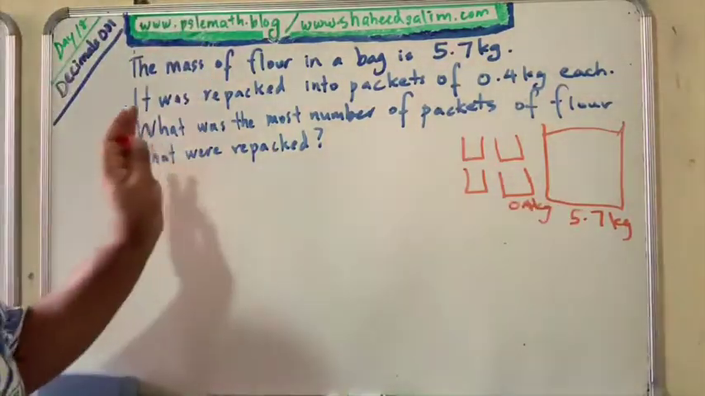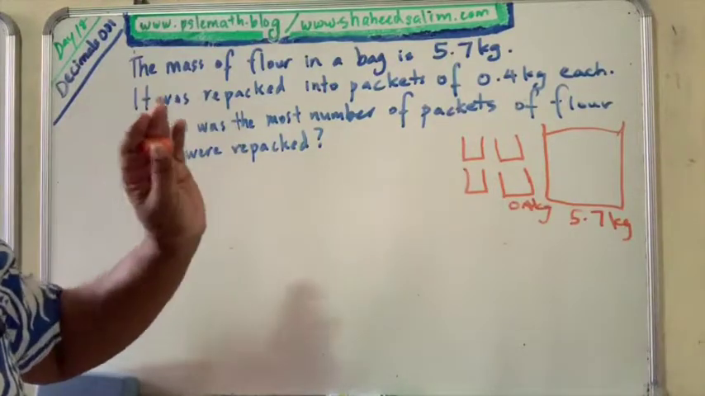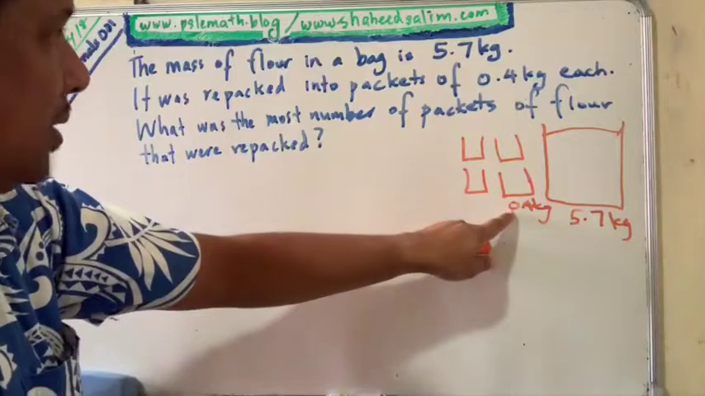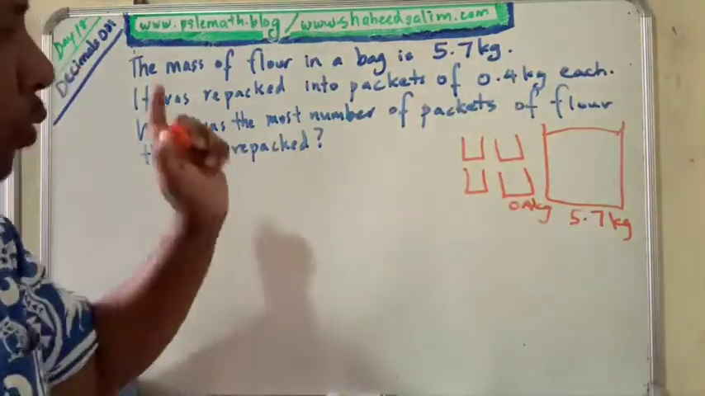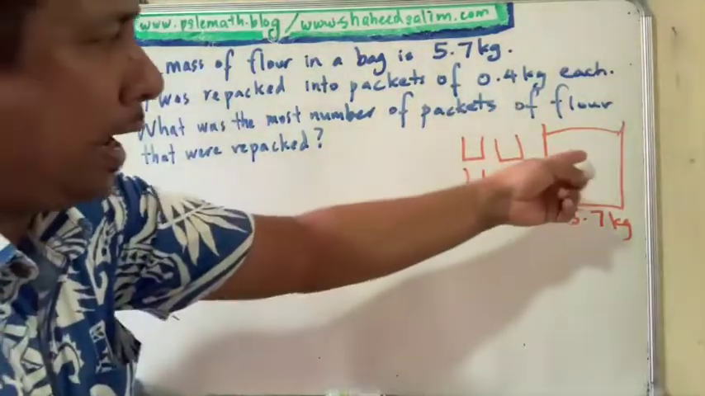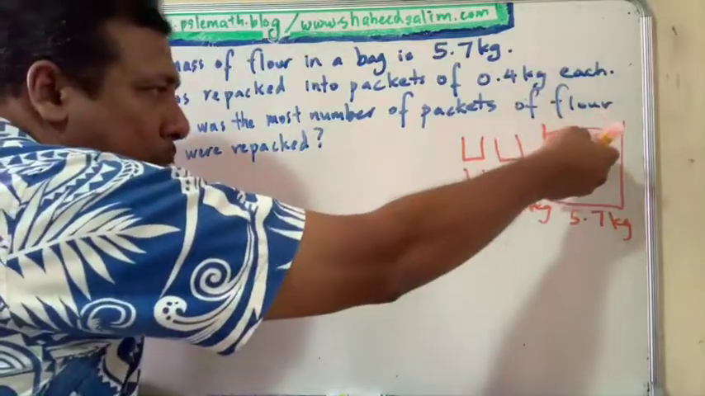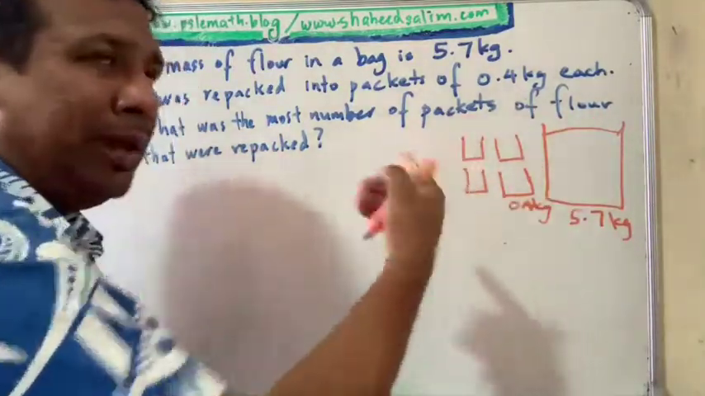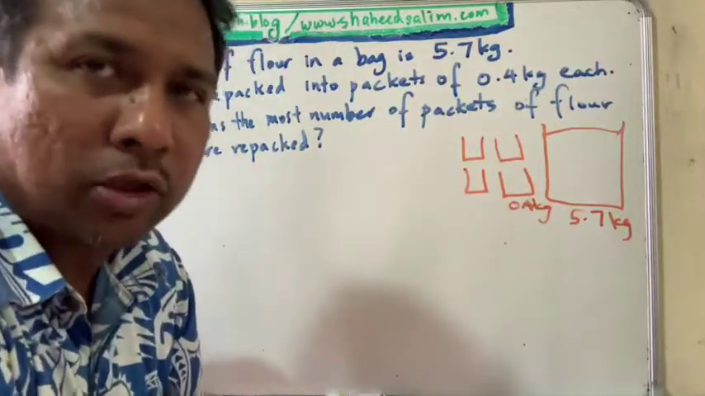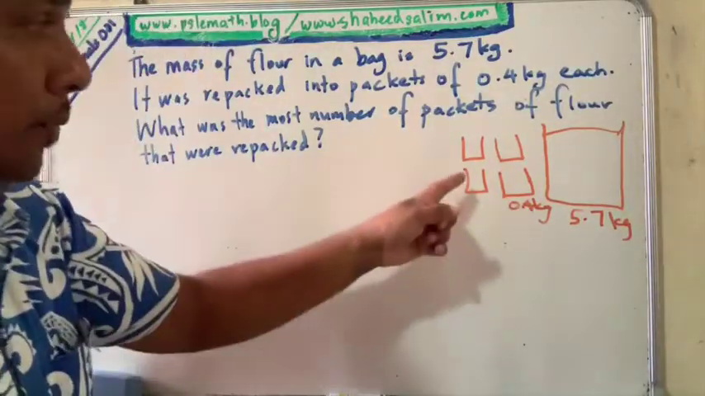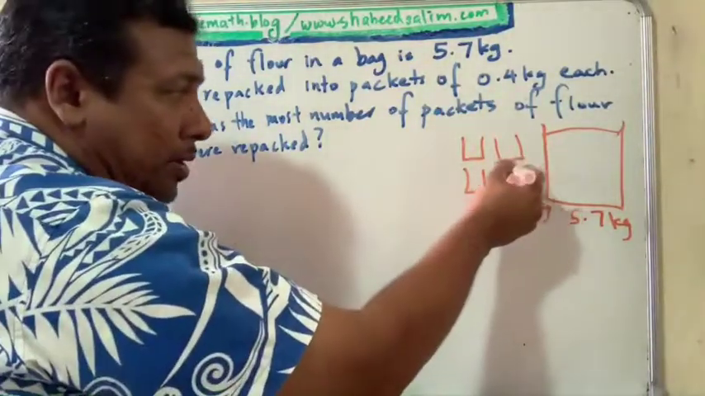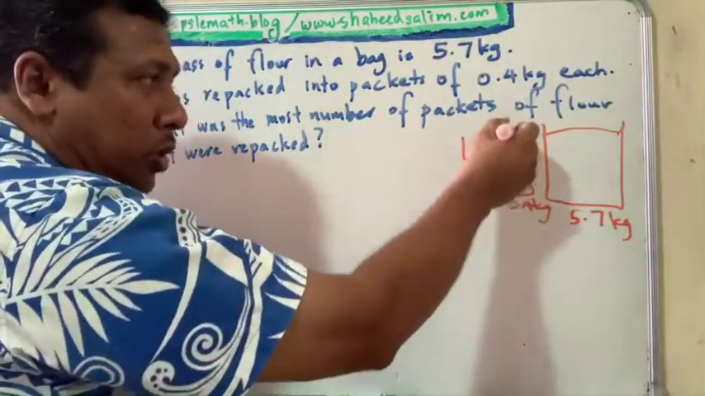The question asks, what was the most number of packets, these small 0.4 kg packets of flour, that were repacked? It means as you repack this flour into smaller packets, how many of these smaller packets will you be able to get? It has to be a full pack. That means a full pack is 0.4 kg.